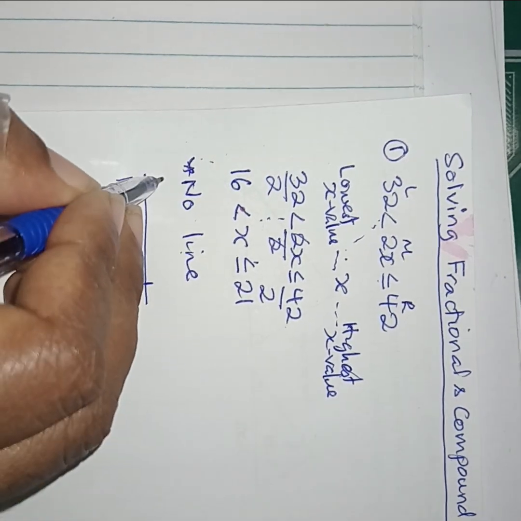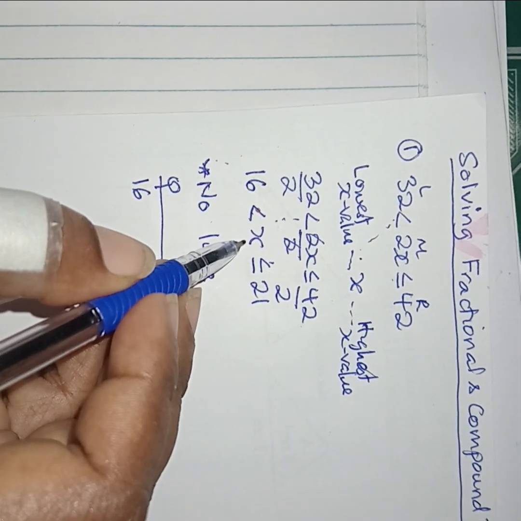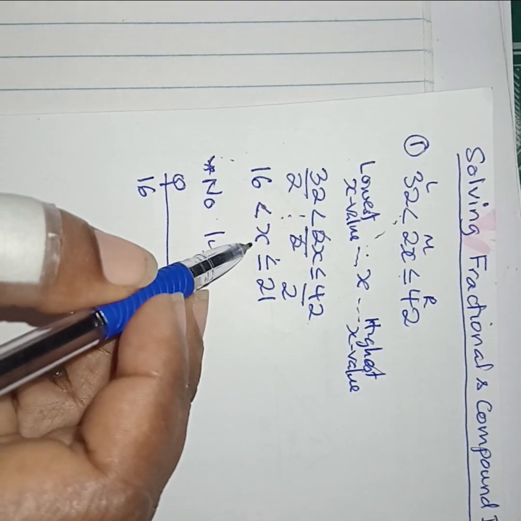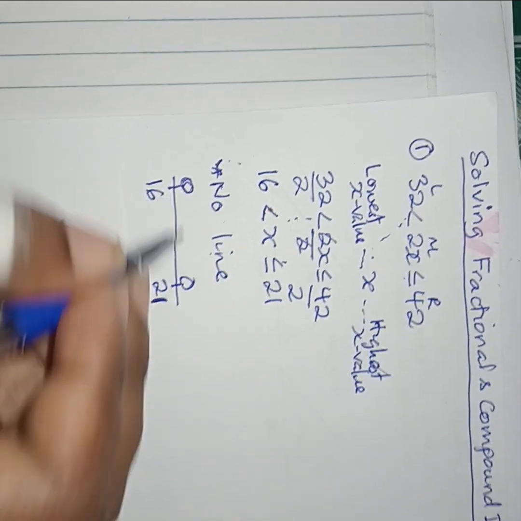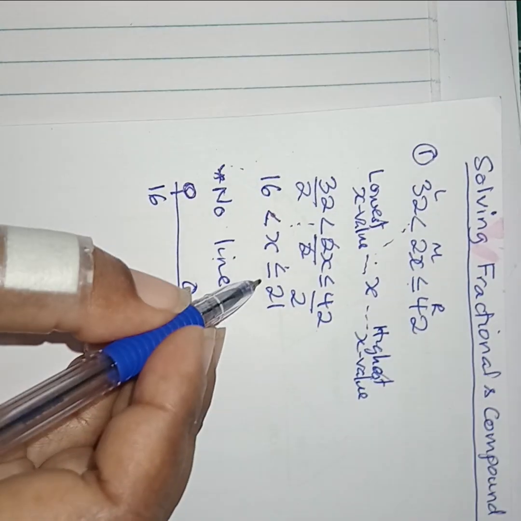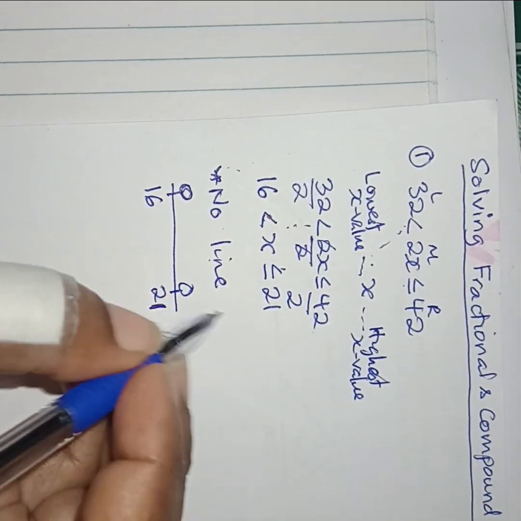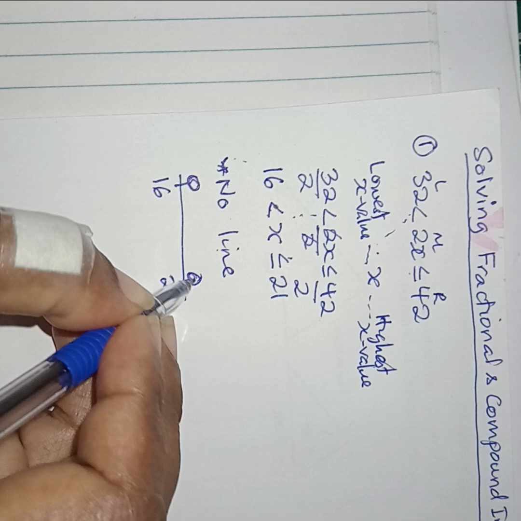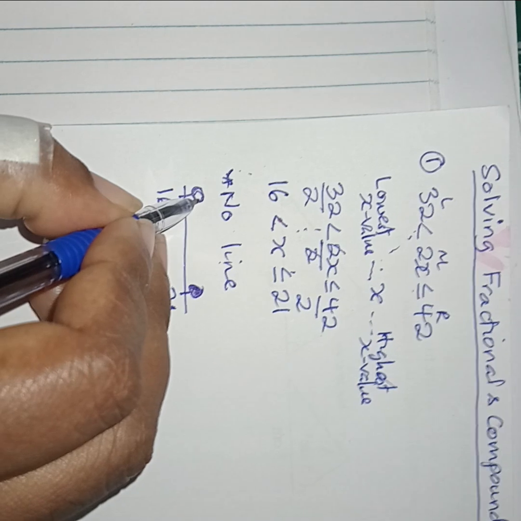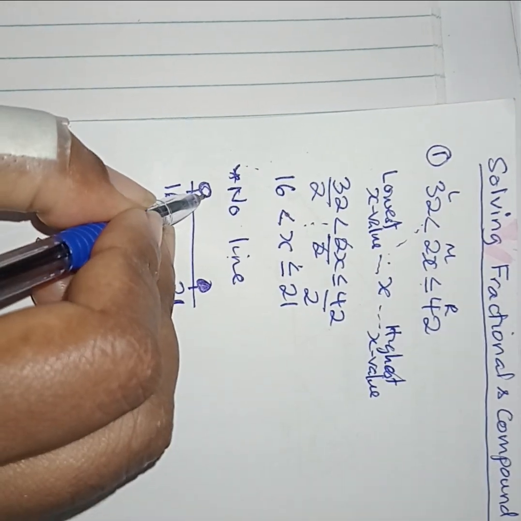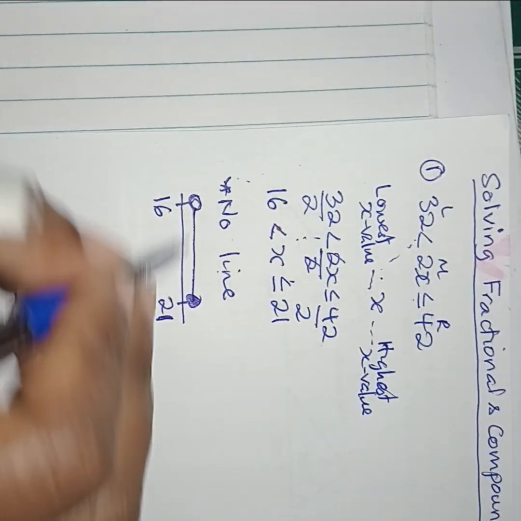Okay, since 16 is only less than x, it's not equal to x, we leave this circle above 16 unshaded. 21 is equal to x, that's the same thing, so we shade this circle. And the other x values in between 16 to 21 are shown by connecting these two circles with a straight line.